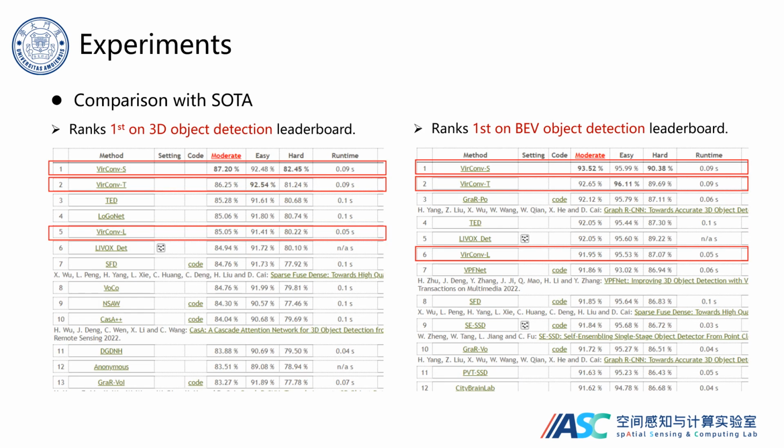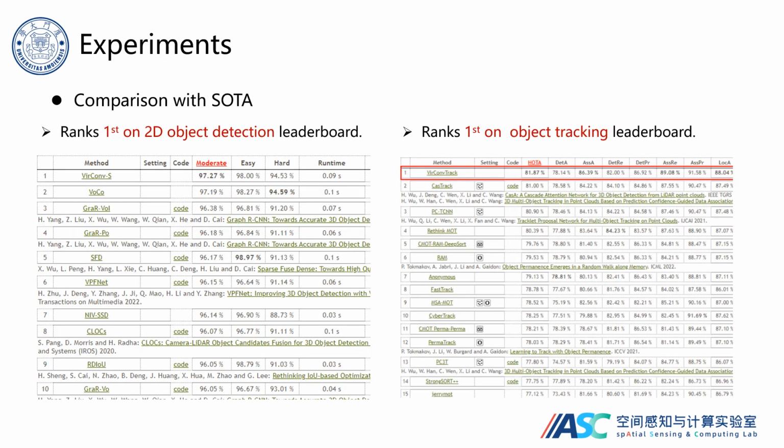We conducted experiments on the widely used KITTI 3D Vision benchmark to validate the effectiveness of our method. Our method ranks first on 4 benchmarks. Our VirConv ranks first on the 3D car detection leaderboard. Our VirConv also ranks first on the BEV car detection leaderboard. Our VirConv also ranks first on the 2D car detection leaderboard.